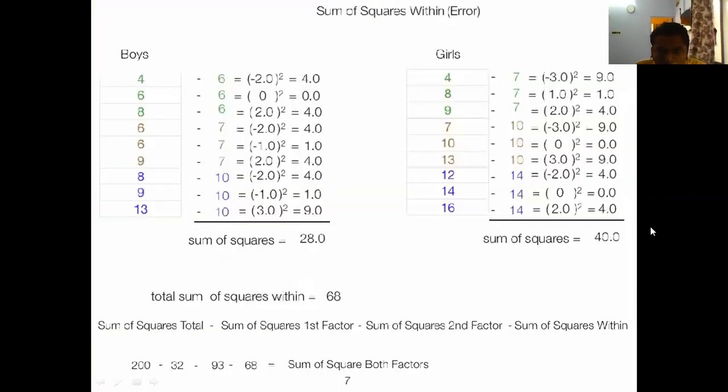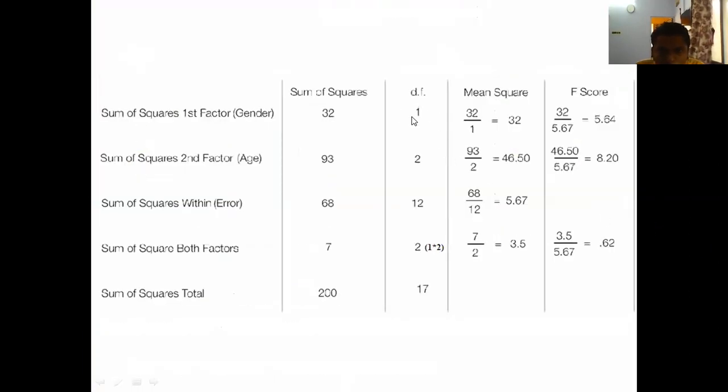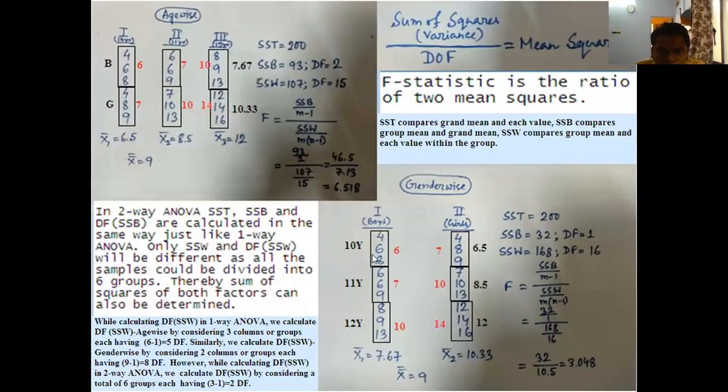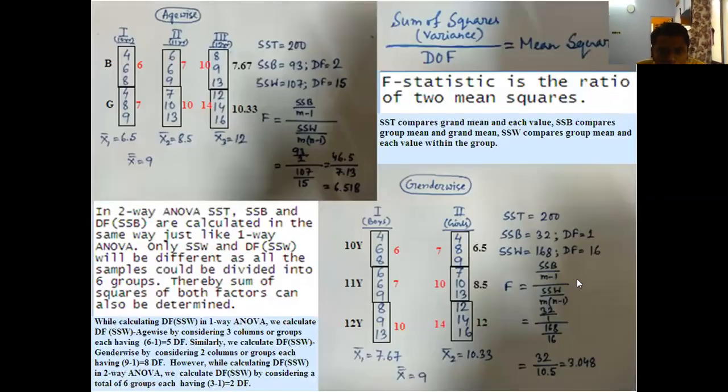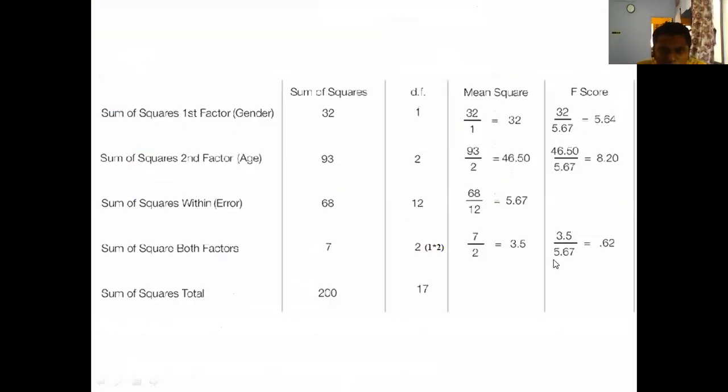And now the degrees of freedom. Here you can see that the degrees of freedom is 17. Why 17? Because altogether there are 18 elements. So 18 minus 1 is equal to 17. That's why we have put 17 here.